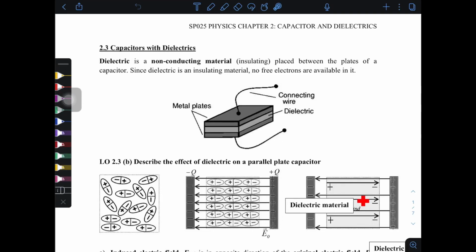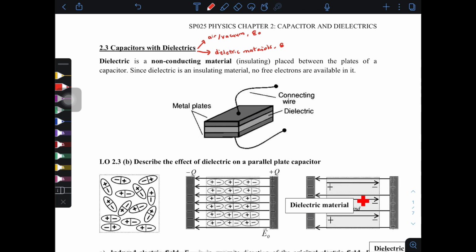Okay, now we go to the last subtopic in chapter 2, which is 2.3, capacitors with a dielectric. As we know, we will learn what dielectrics are. Dielectrics can be two things. The first one is air or vacuum, which we call epsilon naught, and the second one is when we use dielectric materials, whose symbol is epsilon.